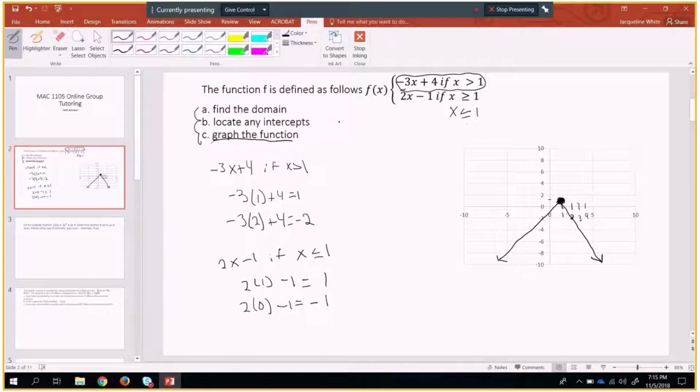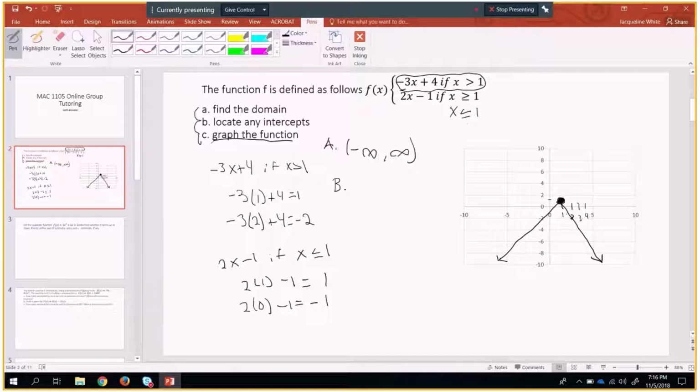Our part A says find the domain. The domain corresponds to all the x values that this piecewise function takes on. Looking from -infinity to our point 1, this graph goes on forever to the left side, so it touches every possible x value, all the way up to infinity. On the right side of 1, it's the same exact story. So our final domain is all real numbers, or from -infinity to +infinity. And that is our domain.